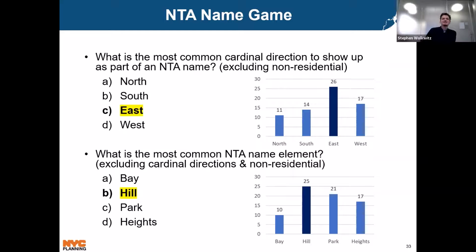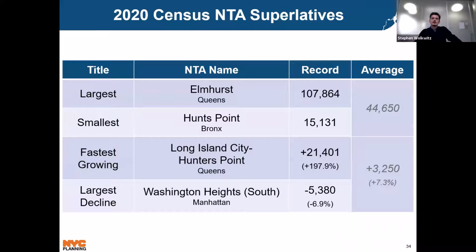And then the second question really surprised me. Hill takes the cake there. I would have thought Heights or at least Park would have taken it. But then the more I thought about it, the more it made sense because we've got two Murray Hills, Manhattan and Queens, Marble Hill that I've mentioned a few times. Staten Island is full of hills. There's Clinton Hill in Brooklyn, a few hills elsewhere. So thanks for indulging me with that quiz.